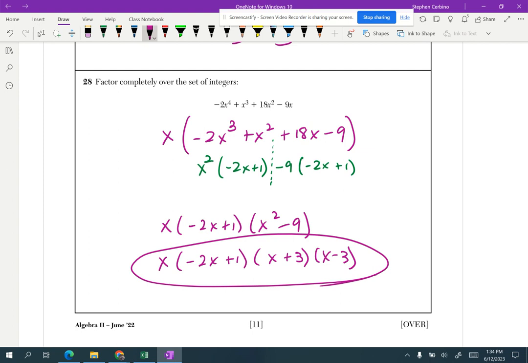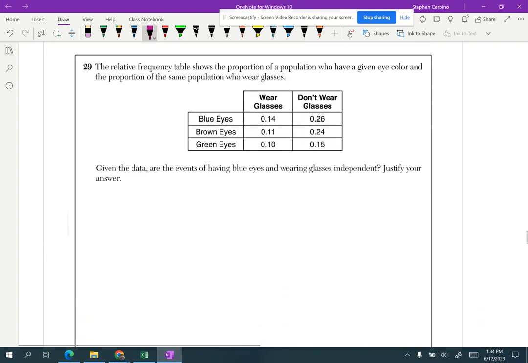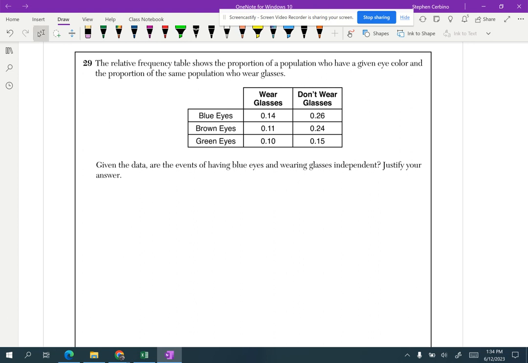Moving right along. An independence test. I guarantee you there's going to be an independence test somewhere on your Regents exam, whether it's in part 1, 2, or 3. If I'm asking you for independence, you have to show me one of three things.